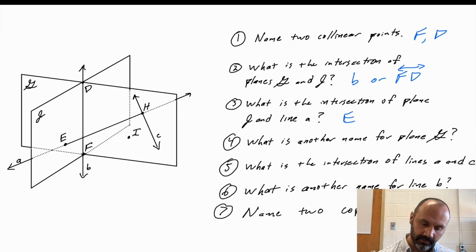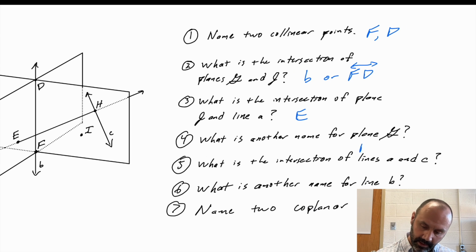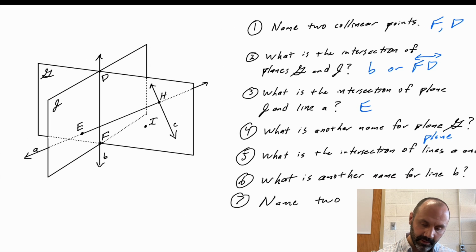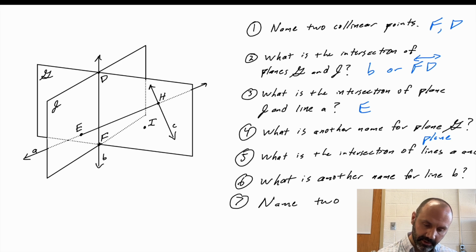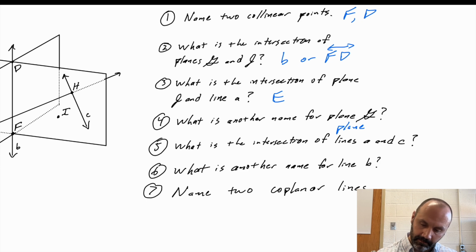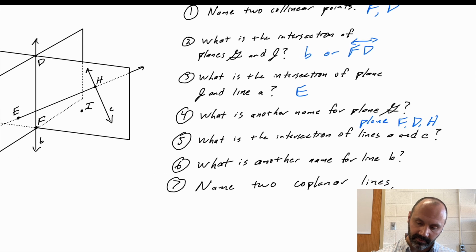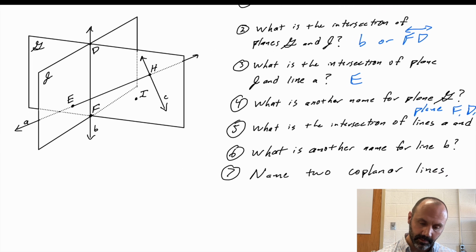What is another name for plane G? Remember, planes can also be named by 3 points, right? So I just have to pick 3 points that are in this plane, and I've actually got four: D, F, I, and H. So we can just call this DFH. Okay, so plane FDH. I said DFH, and I started writing F first, but the order doesn't matter. And then it says, what is the intersection of lines A and C? Point H.